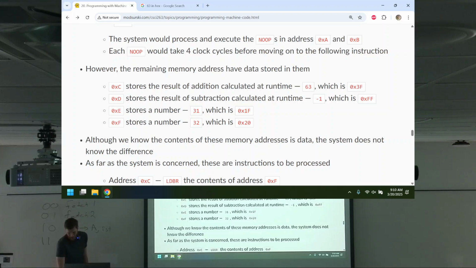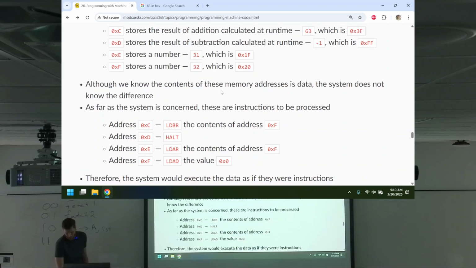However, the remaining memory address stored 63, 1F0. Although we know the contents are data, the system does not know the difference. In the same way that the system didn't know, when I said int a, whether it's an integer, signed or unsigned. I, as the programmer, need to know that. And that affects how I write the program for my system. High-level languages might do a bunch of that heavy lifting for us in the compilation process, but we don't have that luxury right now.